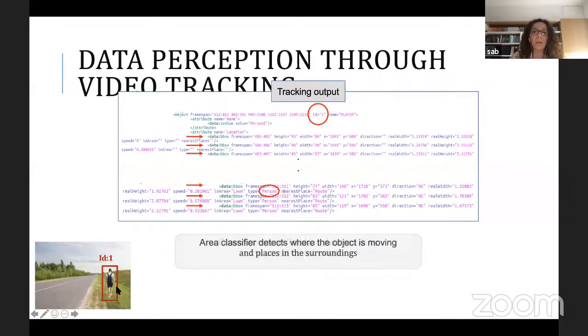And in some cases also, if there is an area classifier, we can get information about the place and the surroundings where the object is moving. So all this information represents the basic information that we can get from the tracking output. So for us, this is the raw data.